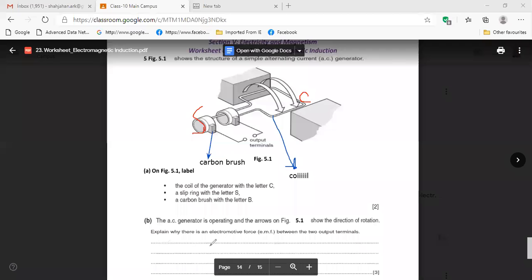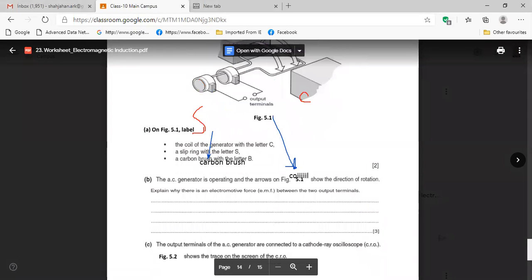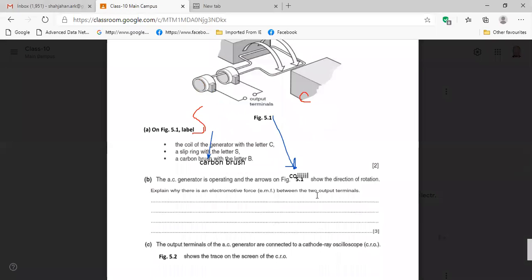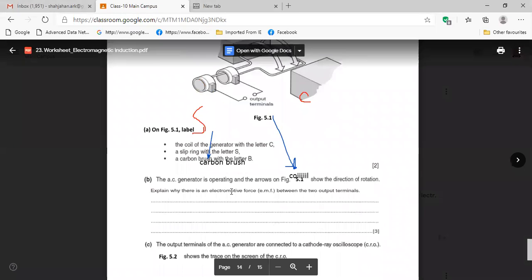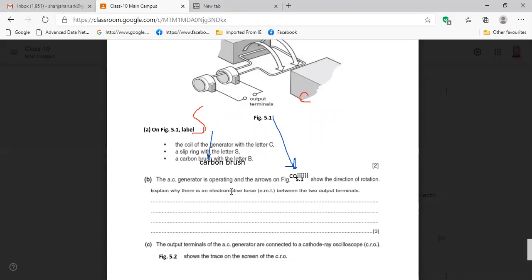This one, what will be the answer? Morshi, you write now. Why do I need to say it again and again? I told you three times: the coil rotates, cuts the magnetic field lines and produces electricity. But this is something else. Explain why there is an electromotive force between the two output terminals. You are asking about the output terminals only. Yeah, why is there an electromotive force?